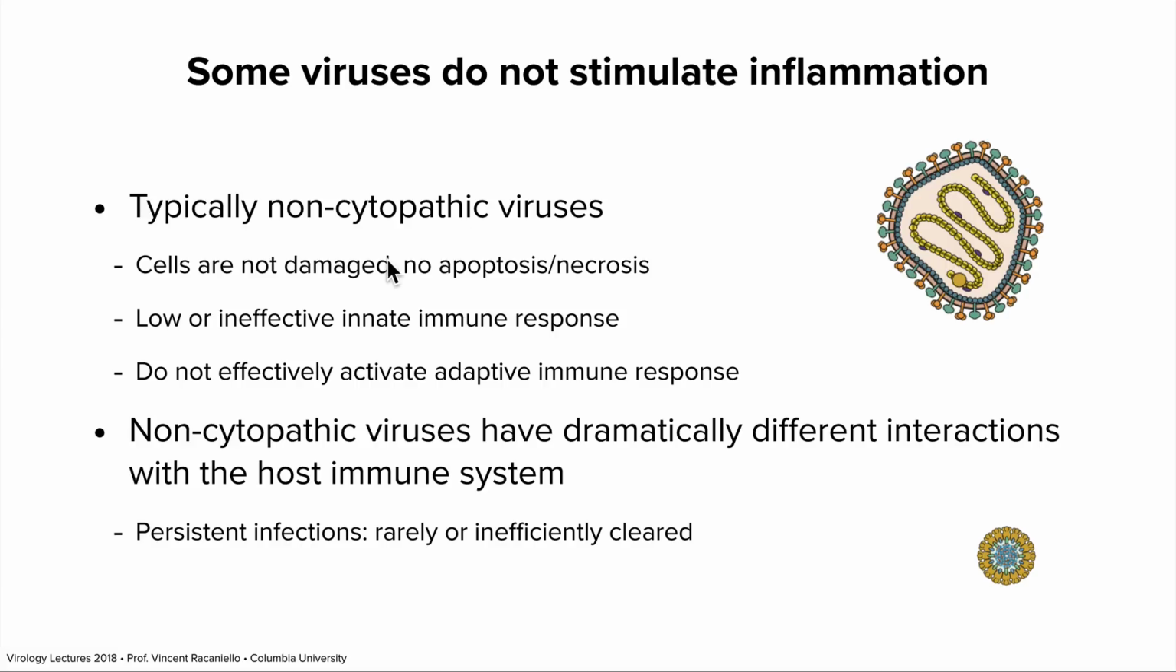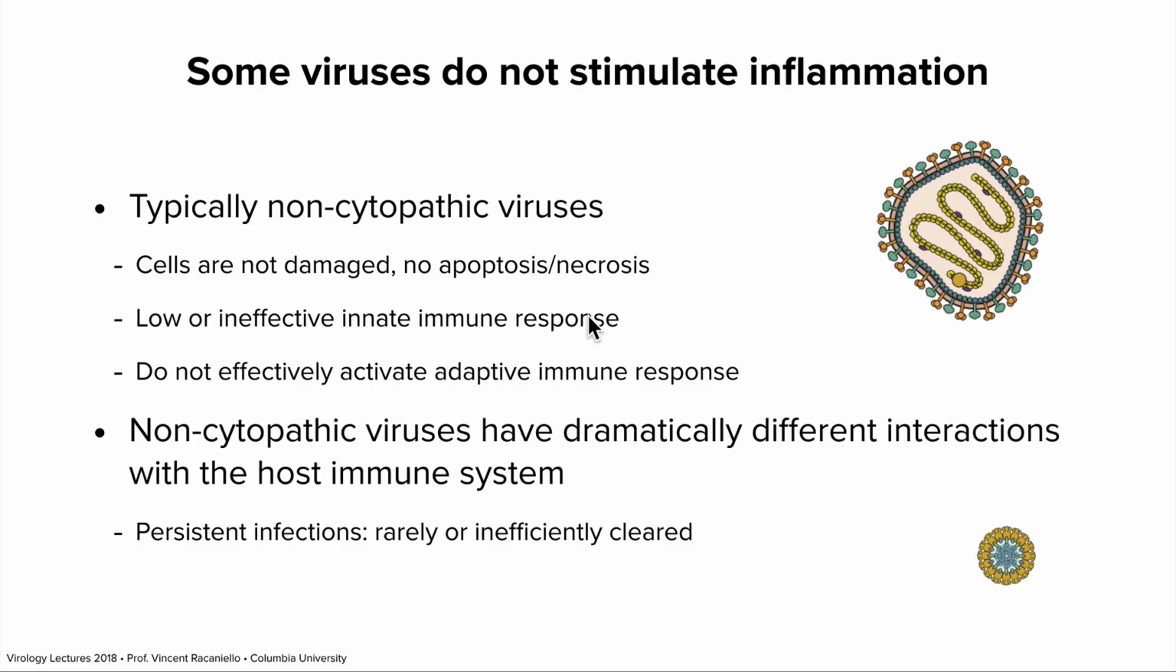The cells are infected, but they're not damaged. There's no apoptosis. There's no cell death. And as a consequence, it's hard to sense these. It's hard for DCs to sense that these cells are infected because they're not breaking up in a way that the DC can sense them.